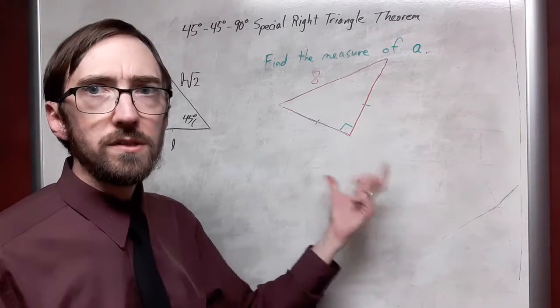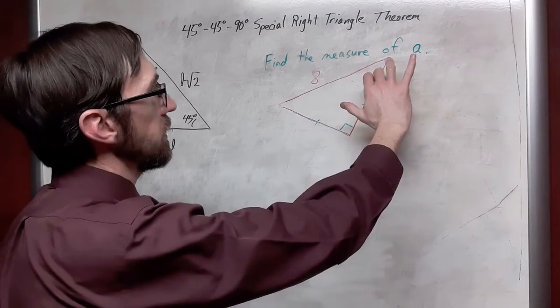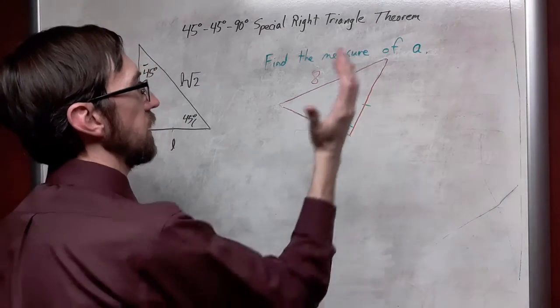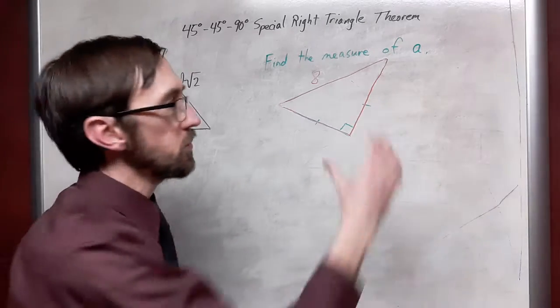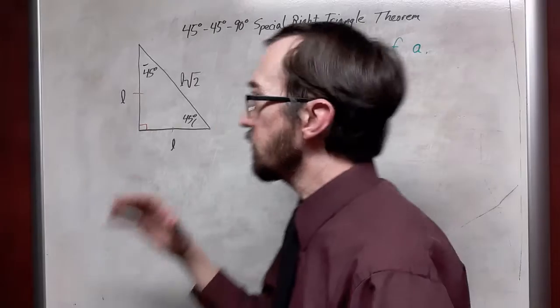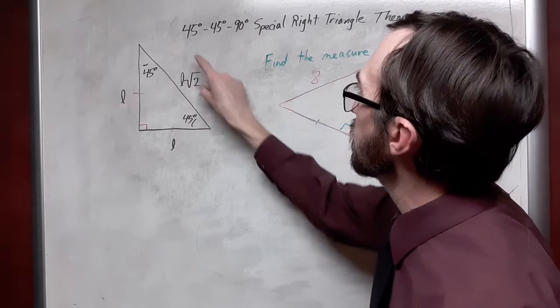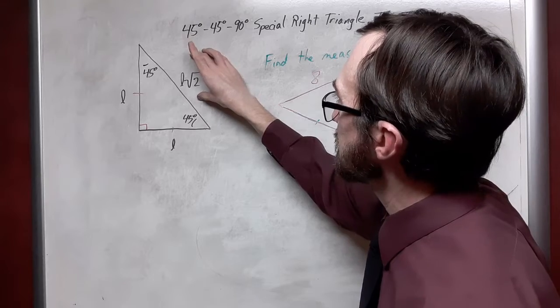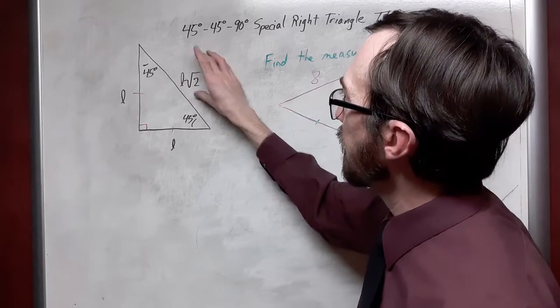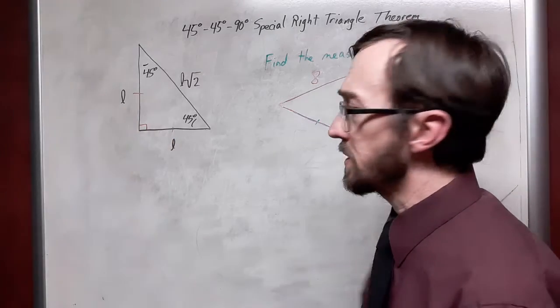We again have an isosceles right triangle, and we are told what the hypotenuse is this time, and we want to find the altitude A. So we want to find this side. Referring back to our diagram here, we see that if we know what the hypotenuse is, then we should divide the hypotenuse by square root of 2 to find out what the altitude is.